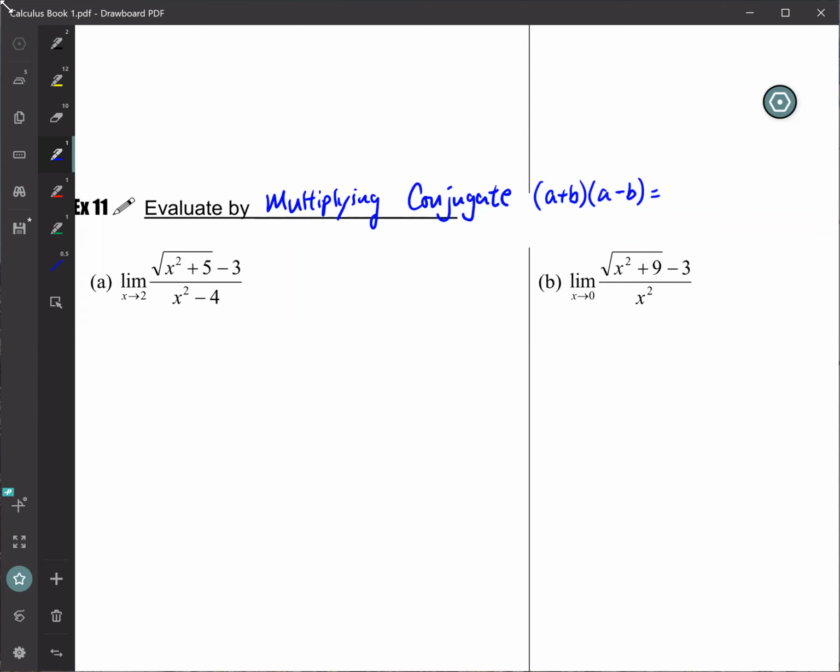Was it a squared plus 2ab minus b squared? No, no. Close, somewhat close. Why don't you expand it for me, and then you can tell me what happens. Okay, do the FOIL. Okay, and let me know when you get it.